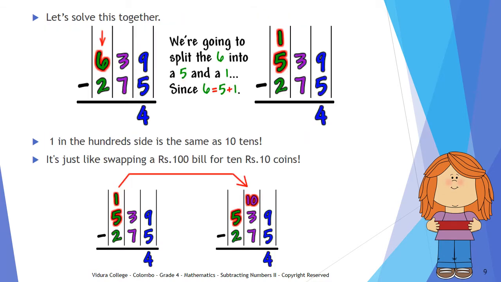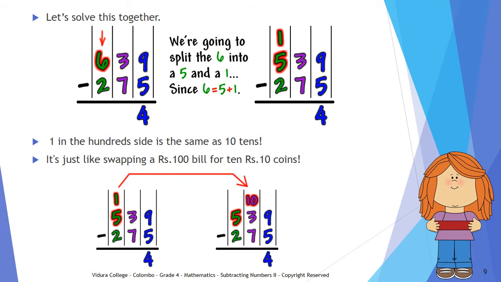Don't worry, let's solve this together. We are going to split the 6 into 5 and 1 since 6 equals 5 plus 1. Okay? 1 in 100 side is the same as 10 tens. You know that, don't you? It's just like swapping a 100 rupee bill for 10 rupee coins. Okay? Now we have split 6 into 5 and 1. Now we are going to give 10 to 10 side.